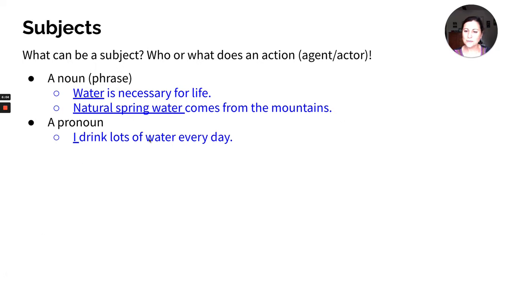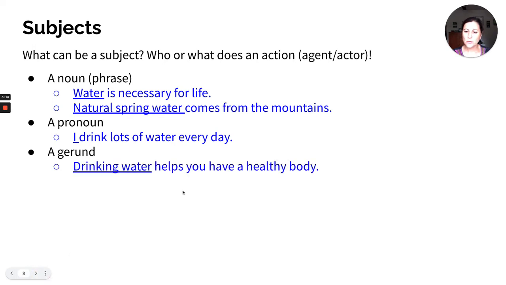I drink lots of water every day. So I is the pronoun. It's the actor. I'm doing the drinking. Sometimes we have gerunds as subjects. Drinking water helps you have a healthy body. So this action here helps you have a healthy body. A gerund is a verb with an ing, and we're using it kind of like a noun. So this action helps you have a healthy body.